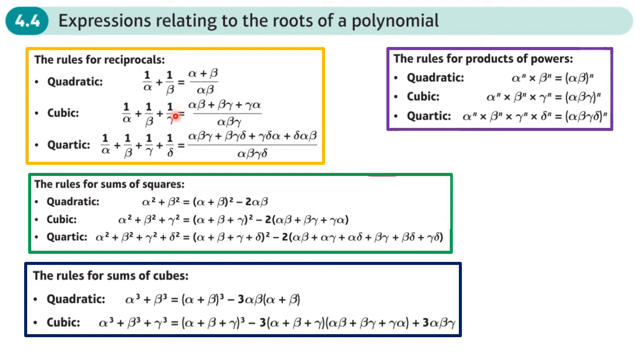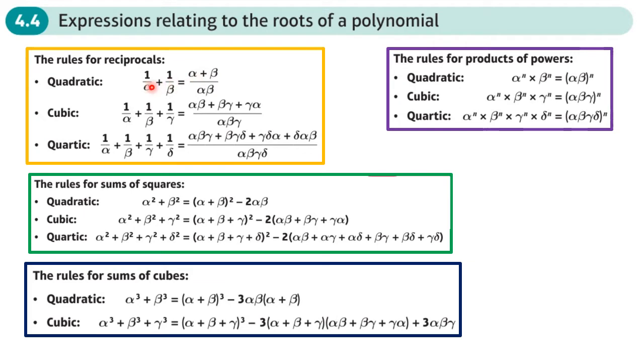The same if we're adding 3 of those together, this is what it becomes, and so on. So these are what we call the rules for reciprocals. And if you needed to work something out where you needed to add those quickly, then here's a rule that can help you do it.